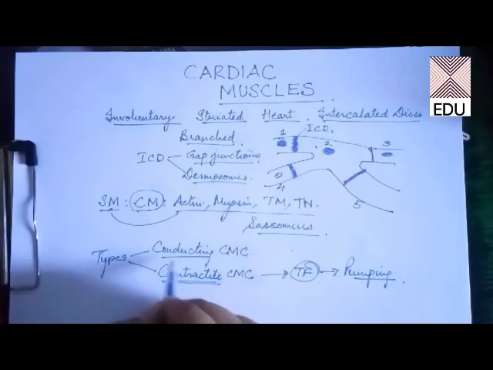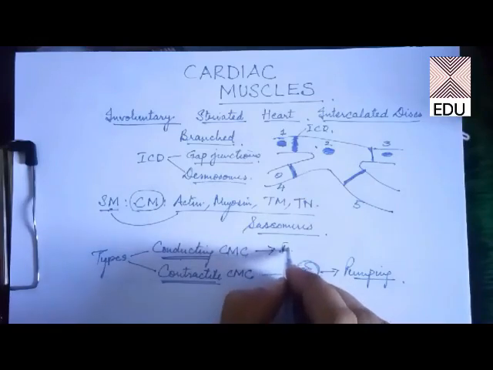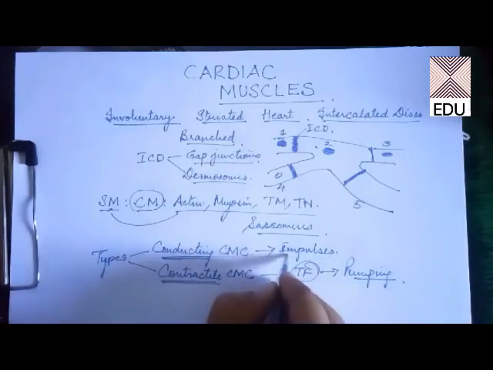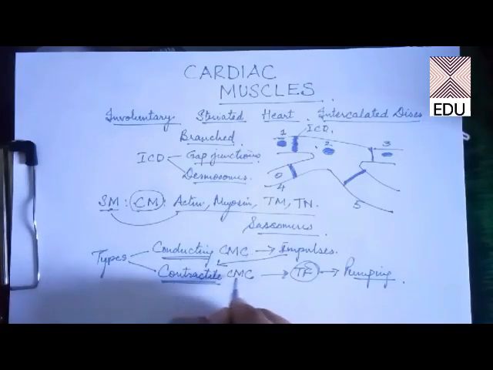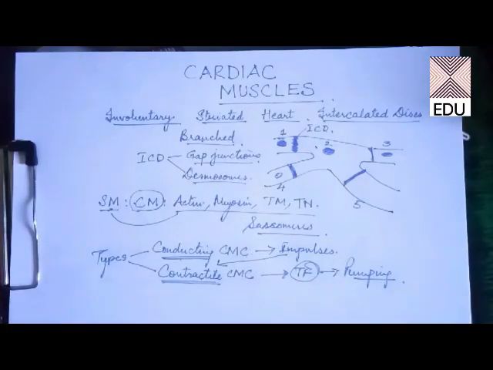So what the conducting cells do is they conduct the impulses to the contractile cardiac muscle cells, then they contract, and then the heart pumps the blood. So ultimately, the heart is composed of these two kinds of cardiac muscle cells.